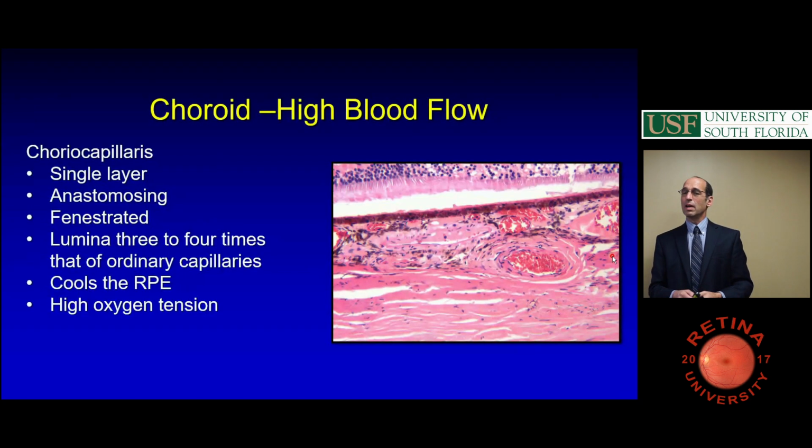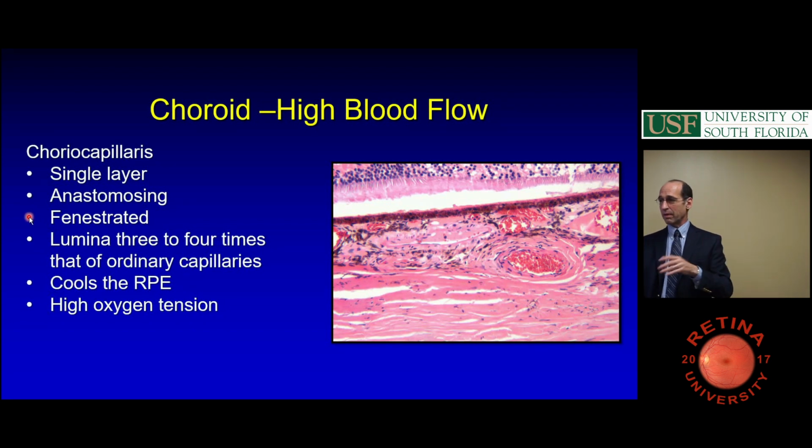And then the choroid. The choroid's interesting. It's got very high blood flow. So the choriocapillaris is a single layer. The vessels all anastomose, they're fenestrated, so they leak. So they're not a blood retinal barrier. Fluid and stuff leaks out of them.